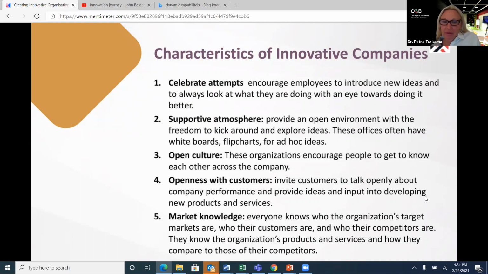And market knowledge, we have to know what is the market situation? What are the entry barriers to the market? Who is the competition? And is this local competition, or is this something that global players could come into and play?